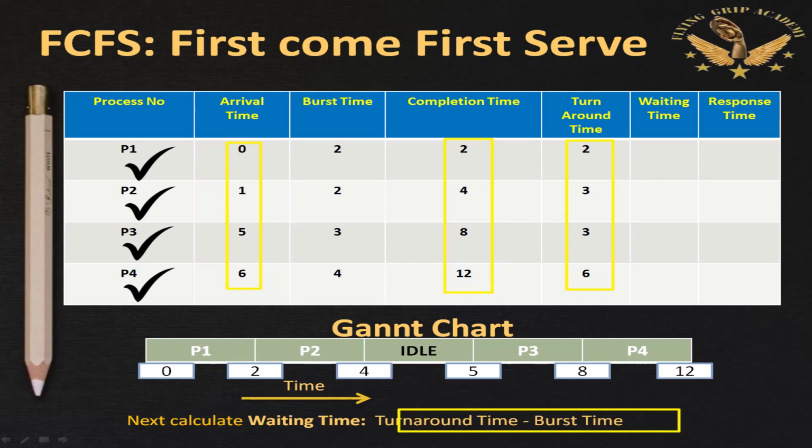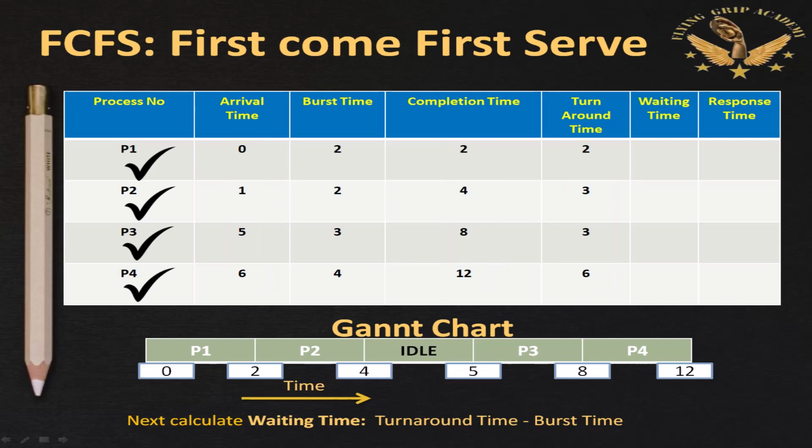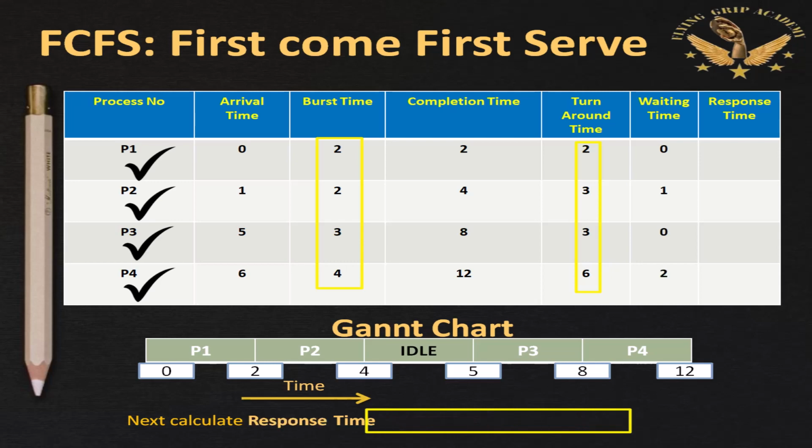In order to calculate the waiting time, we have a formula: turnaround time minus burst time. We have got the turnaround time, so turnaround time minus burst time we are going to calculate. So now let us calculate. 2 minus 2 which is 0. Next 3 minus 2 which is 1. 3 minus 3 which is 0. 6 minus 4 which is 2. So finally we have calculated.